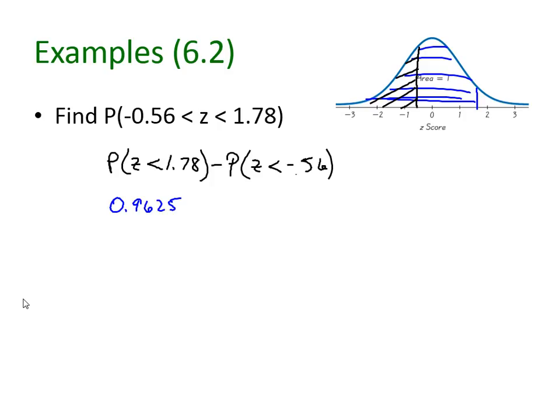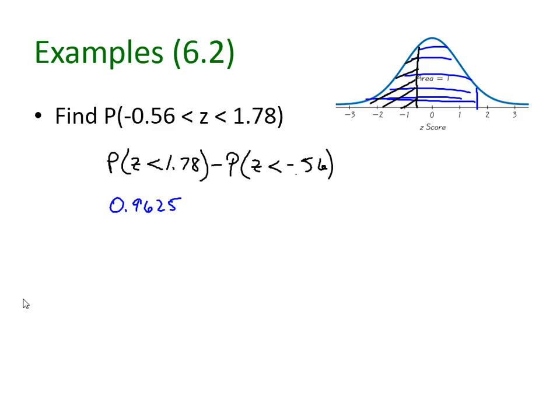So that is telling me that the probability that I will have a z-score less than 1.78 is going to be 0.9625, but that keeps going to the left forever. We want it to stop at the negative 0.56. So if I'm wanting the probability that it's less than negative 0.56, now we're looking at the negative z-score table. We come down to the negative 0.5, which is down here towards the bottom. Going across the top, 0.06. Finding that spot to be 0.2877.